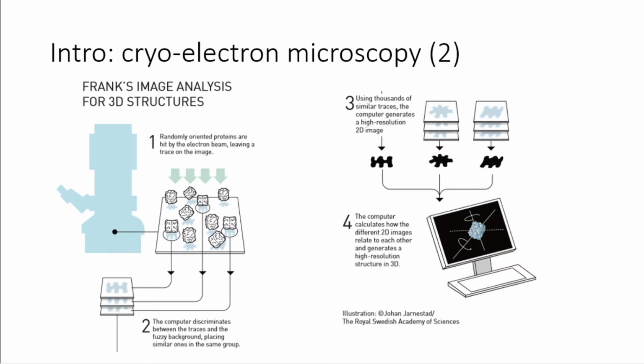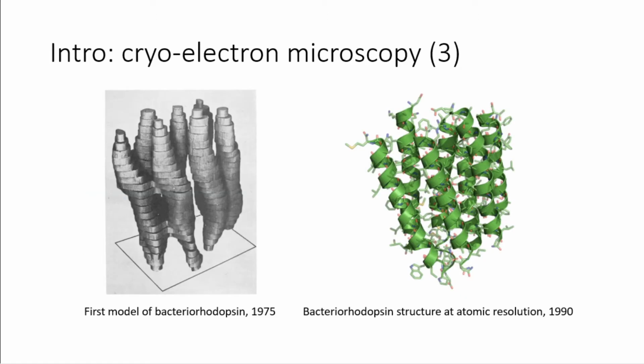Joachim Frank proposed an image processing method to obtain 3D structure from 2-dimensional images. If you have thousands of copies of the same particle at random orientations, a computer can calculate how the orientations relate to each other, match them, and generate a high-resolution structure in 3D. And finally, Richard Henderson was the first person to actually achieve atomic resolution with cryo-electron microscopy in 1990.